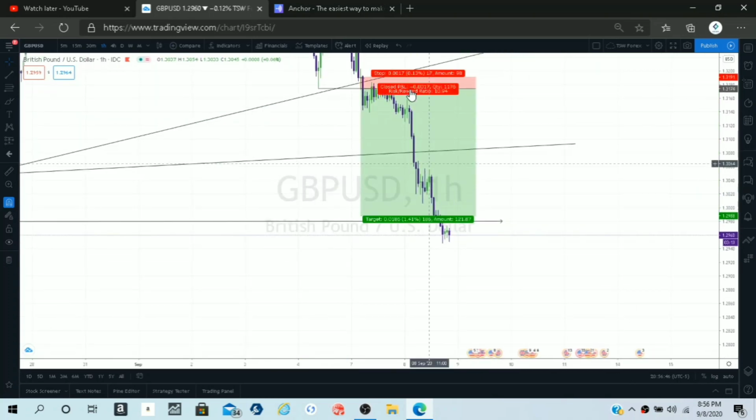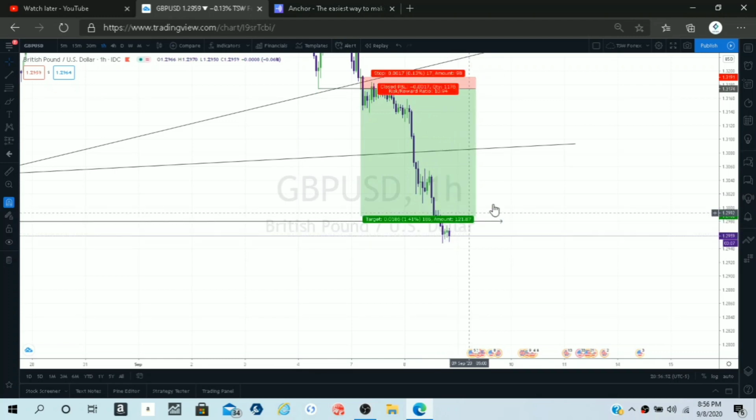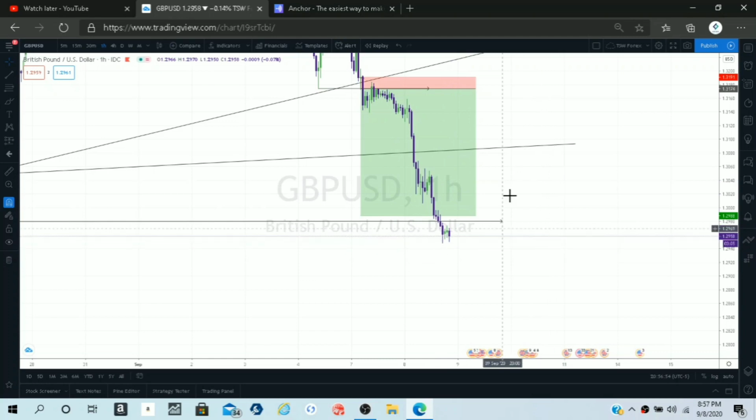As you can see, price hit that support, broke, there's no resistance, and we're just waiting for some form of consolidation, some form of pattern to form for our continuation.